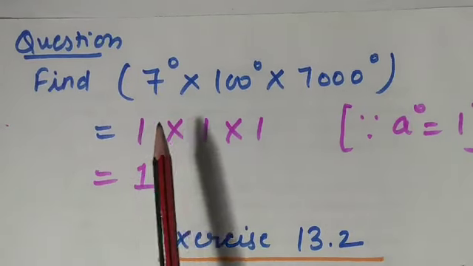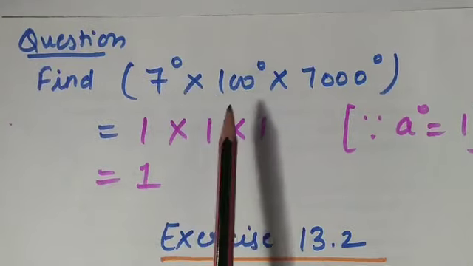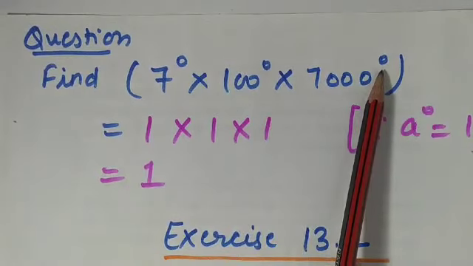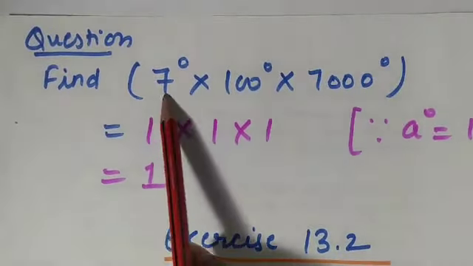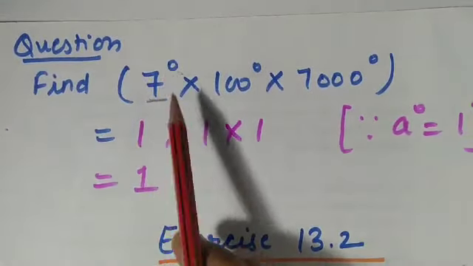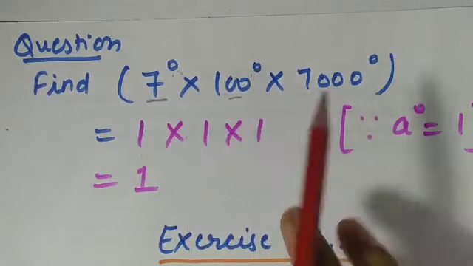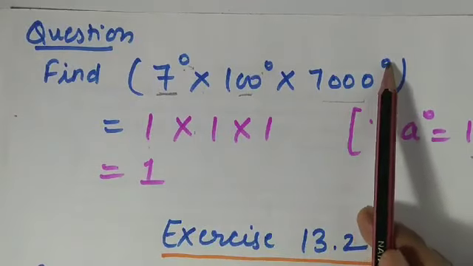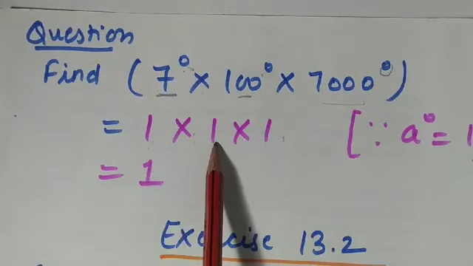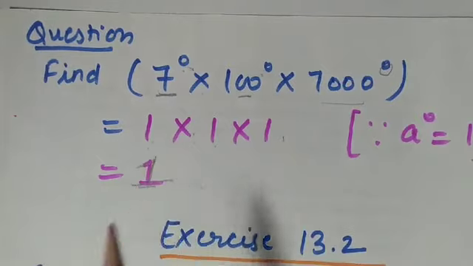Now let us solve one example related to this concept. 7 raised to the power 0 into 100 raised to the power 0 into 7000 raised to the power 0. We have learned that any number raised to the power 0 is always 1. So 7 raised to the power 0 is 1, 100 raised to the power 0 is 1, and 7000 raised to the power 0 is also 1. Now these ones are multiplied, we will get 1. So its answer is 1.